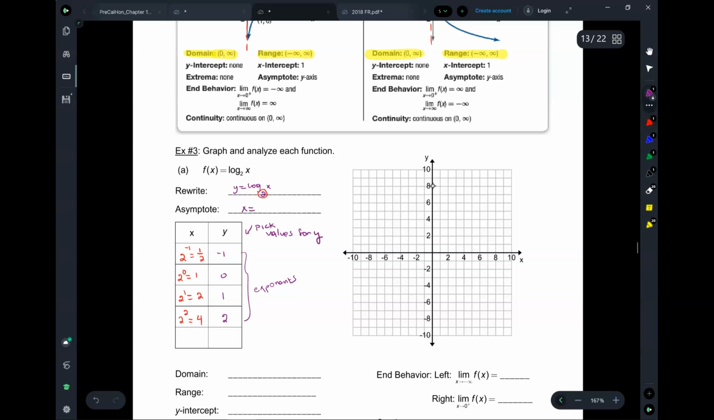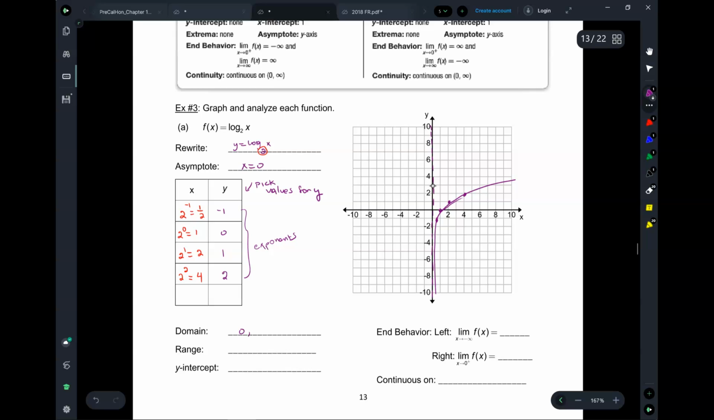The asymptote is going to be at x equals 0. So let's graph this. Let me put the asymptote here. When x is 1/2, y is -1. When x is 1, y is 0. When x is 2, y is 1. When x is 4, y is 2. And it looks like this. Okay, so the domain for this is 0 to infinity. The range is negative to positive infinity. We're not going to talk about y-intercept for this one. Okay, end behavior.